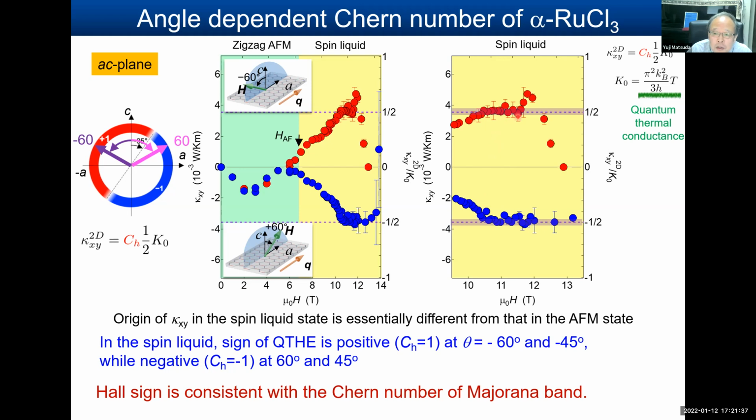So this indicates the origin of kappa xy in the spin liquid state is essentially different from that in the antiferromagnetic state. And the sign and quantization are consistent with the Chern number of the Majorana band.